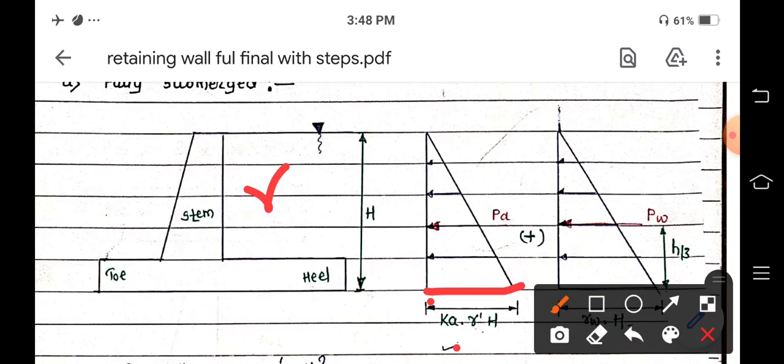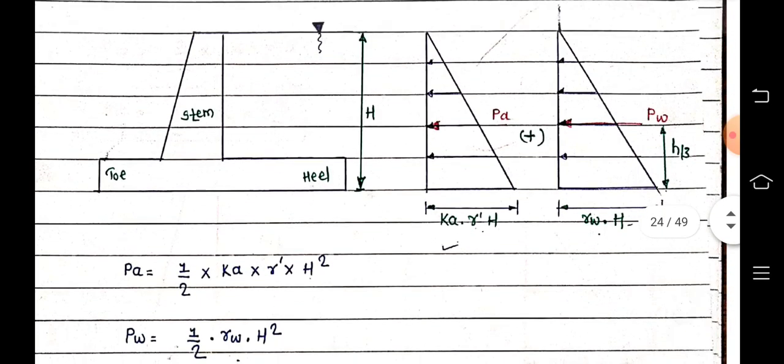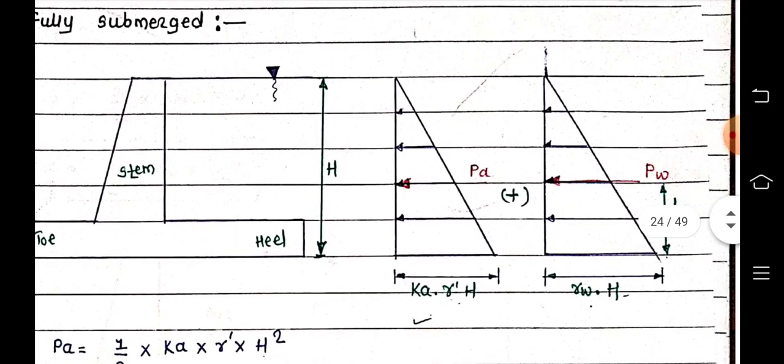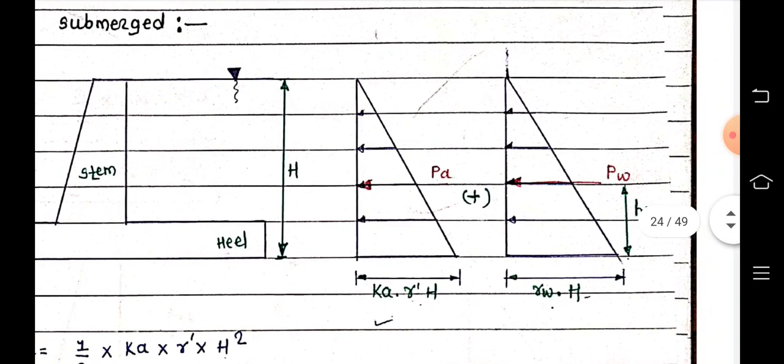If you want to calculate the active earth pressure for soil only, we calculate the area of this triangle, that is 1/2 base, that is Ka gamma dash into H, into H, that is 1/2 Ka gamma dash H square. We can call this Pa1, that is 1/2 Ka gamma dash into H square. Similarly, we have to calculate the value of active earth pressure due to water only.